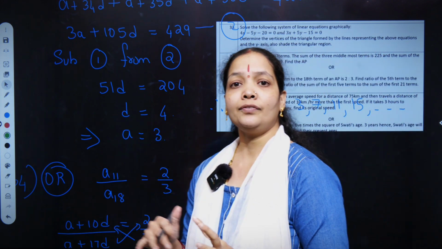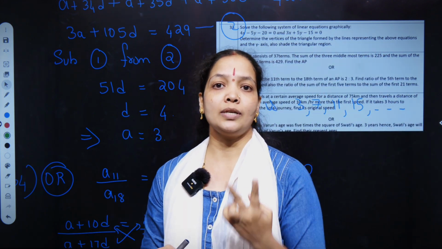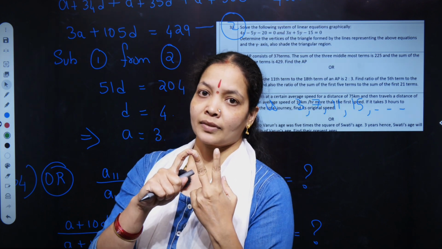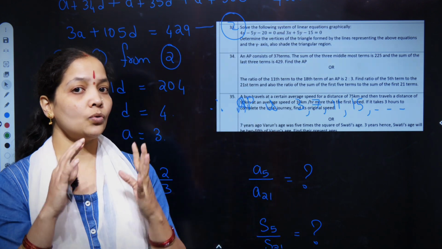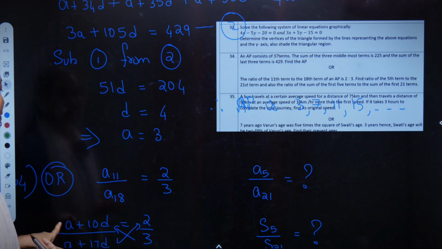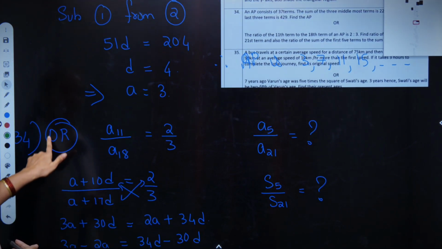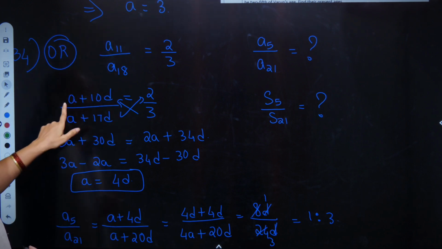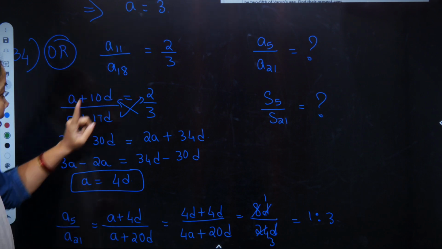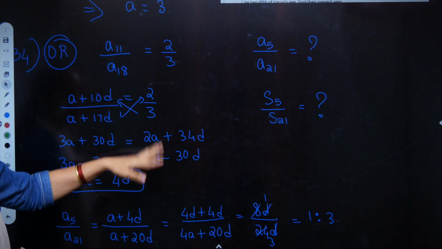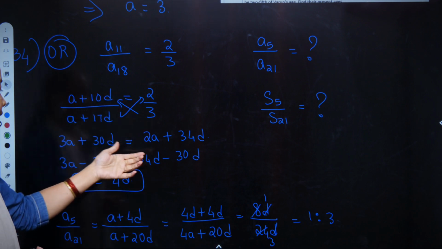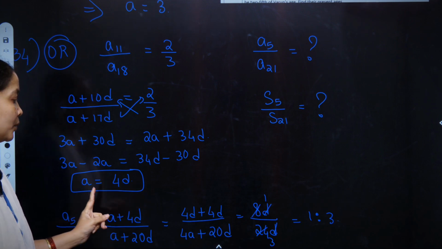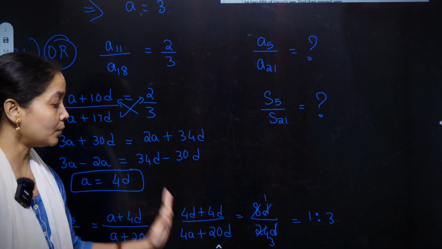Whenever in an AP I have to find something which is unknown, I should have two important components, that is the first term and the common difference. First term and common difference can only be found by using the given component of the question, that is A11 by A18 was 2/3. I elaborated A11 as A plus 10D, and A18 as A plus 17D, which is 2/3. Cross multiply and bring the A's and D's to one corner, and you are getting A as 4D. I have put it in a block, A is now equal to 4D.